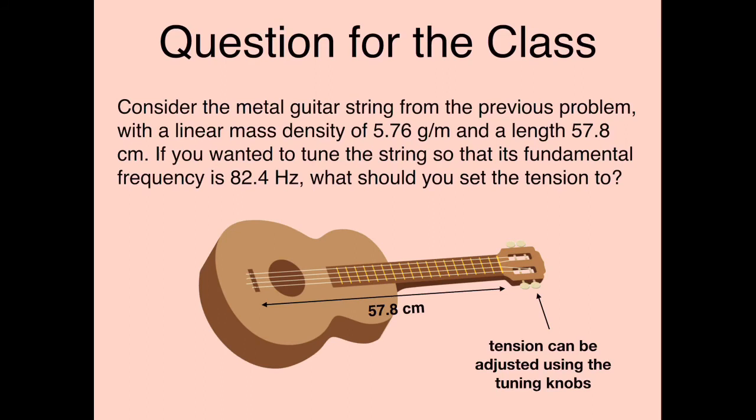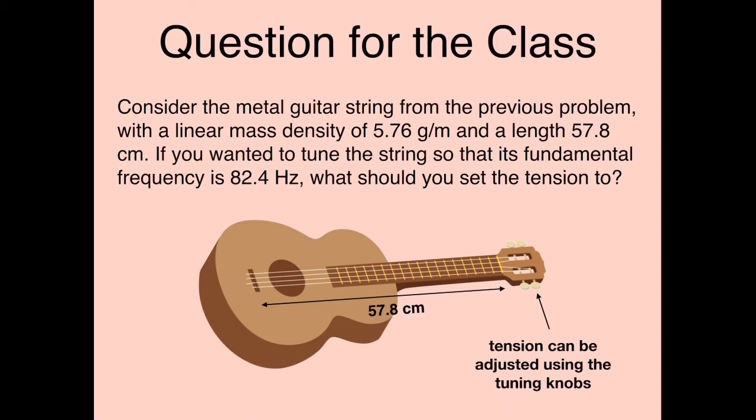One thing that you'll know if you've ever played guitar before is that you can use the tuning knobs to adjust the tuning of the guitar. If you turn the knob one way, you'll increase the tension in the string, and when you play the string, you'll get a higher pitched sound than before. And then if you turn the knob the other way, you'll decrease the tension in the string, and you'll get a lower pitched sound than before. That's really what this question is all about.